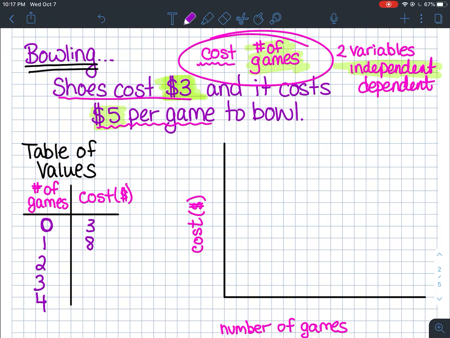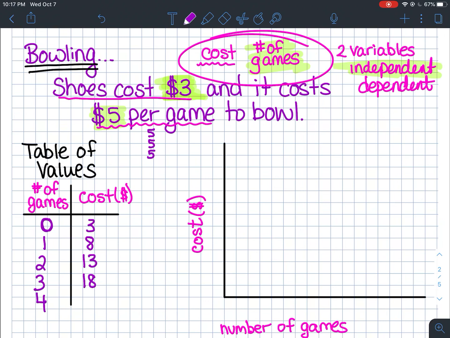Okay, new scenario. Let's say I go to the bowling alley and I want to play 2 games. Well, $5 per game, so now I'm at $10 plus my shoe cost, $13. Okay, another situation. We want to play 3 games of bowling. $5 per game, so $5, $10, $15 to bowl, plus your shoes, $18.